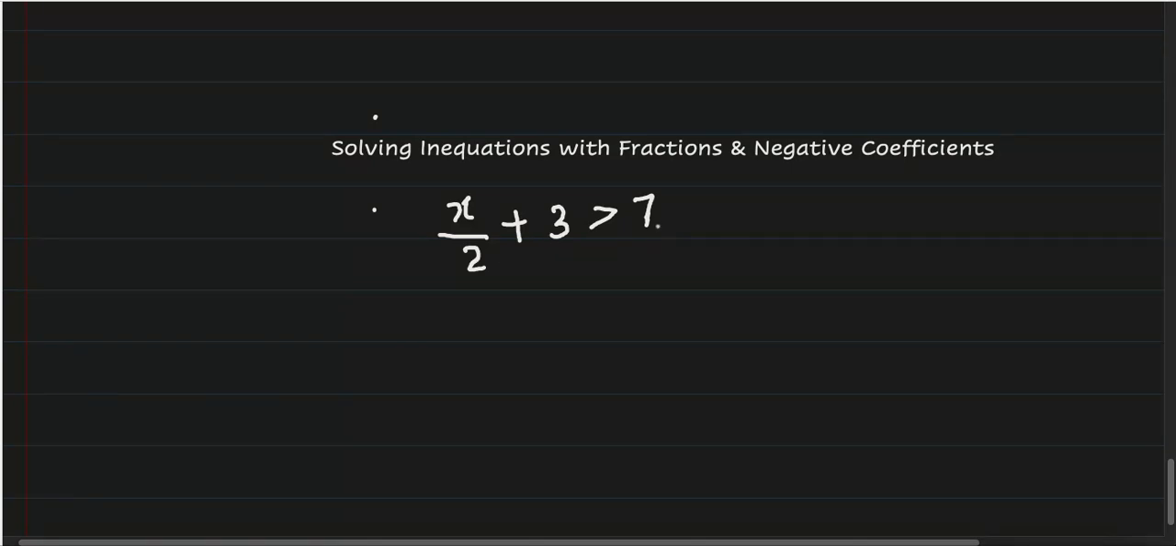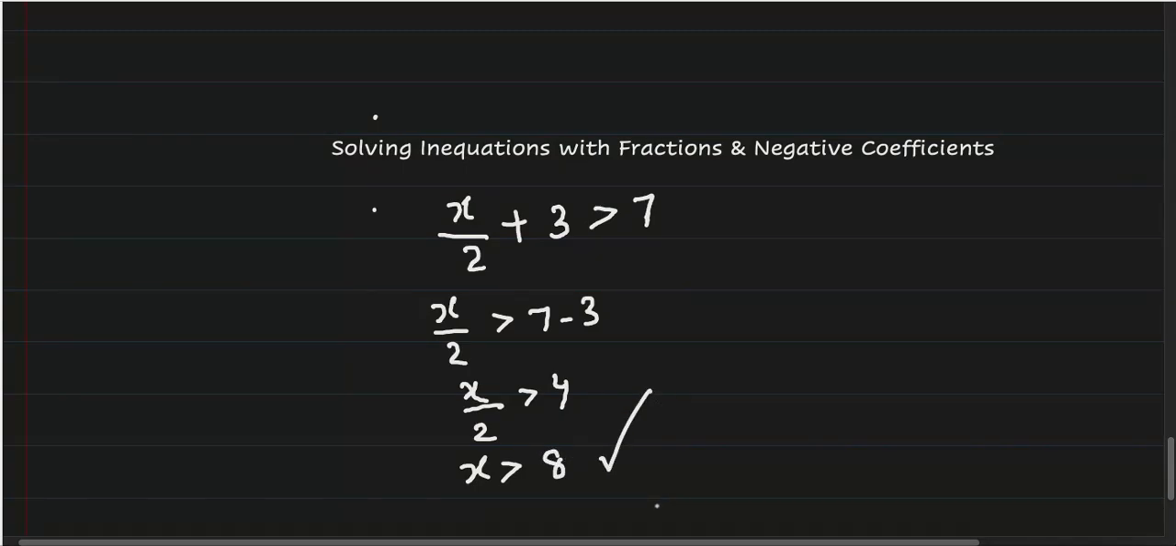So first of all, this 3 goes to that side, becomes negative, and x over 2 is greater than 7 minus 3, that is 4. x over 2 is greater than 4. x is greater than, here it is the denominator, it goes there and becomes a numerator and gets multiplied by 4. 4 2s are 8. So our answer is x is greater than 8. You can write it in any notation form, whatever is asked in your exam. We have covered writing the answer in various forms, various notations, in our previous video. So you can check that if you have not done it till now.